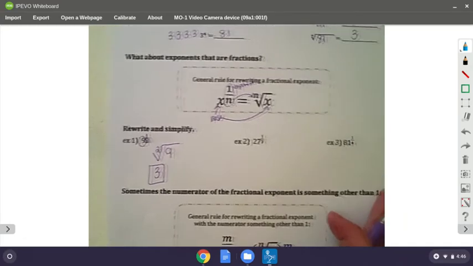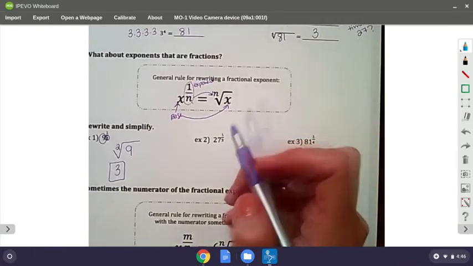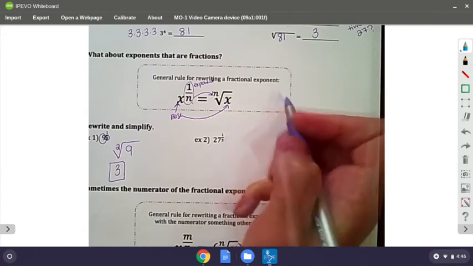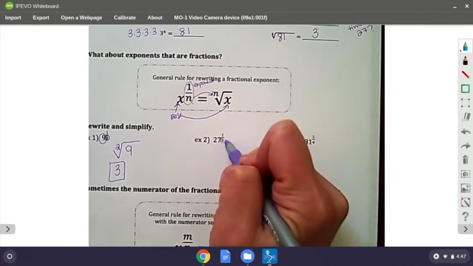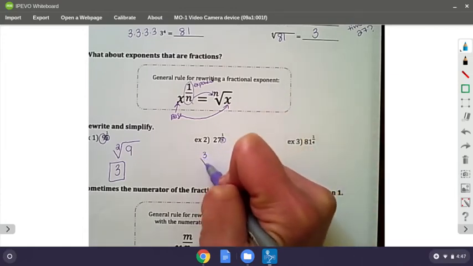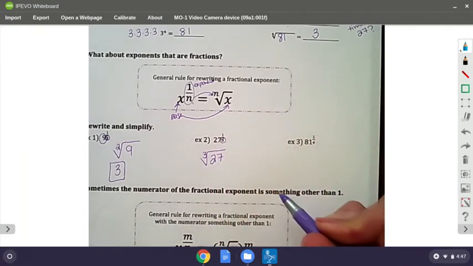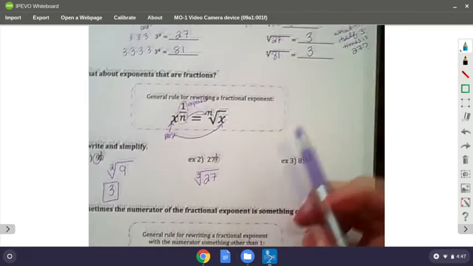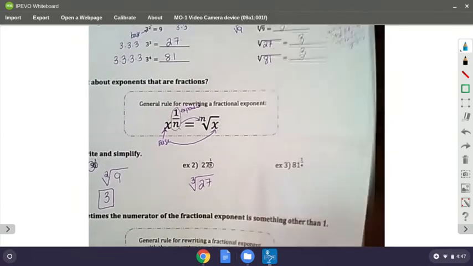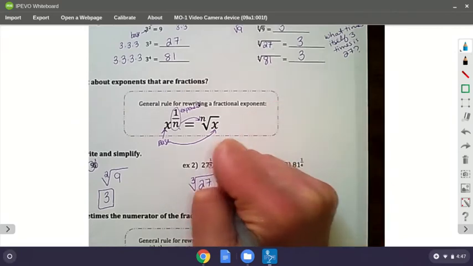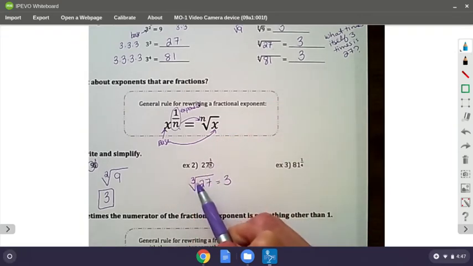Okay, so the next one is 27 to the 1/3 power. So 27 to the 1/3 power, the 3 becomes the root. So this is going to be the cubed root, and then the 27 is your radicand. So we want the cubed root of 27, which we just learned up here is 3. I basically just took these and I'm rewriting them with fractional exponents. So this would be 3 because 3 times itself 3 times is 27.